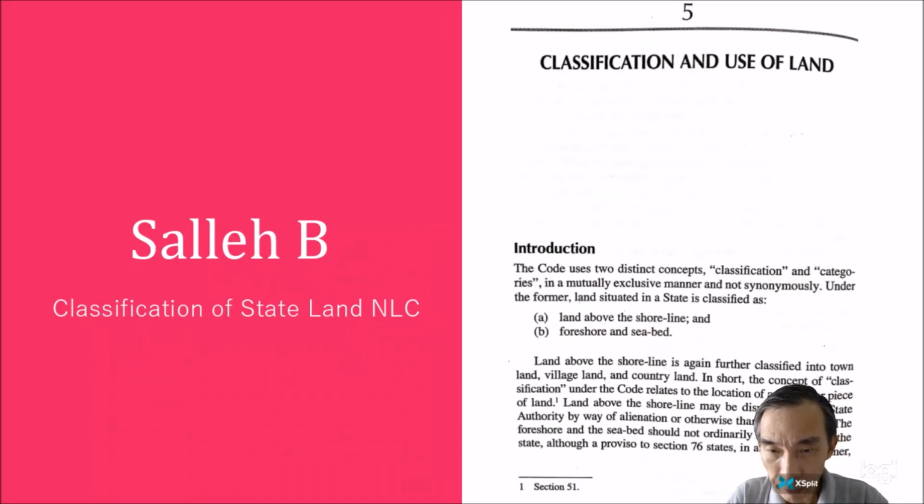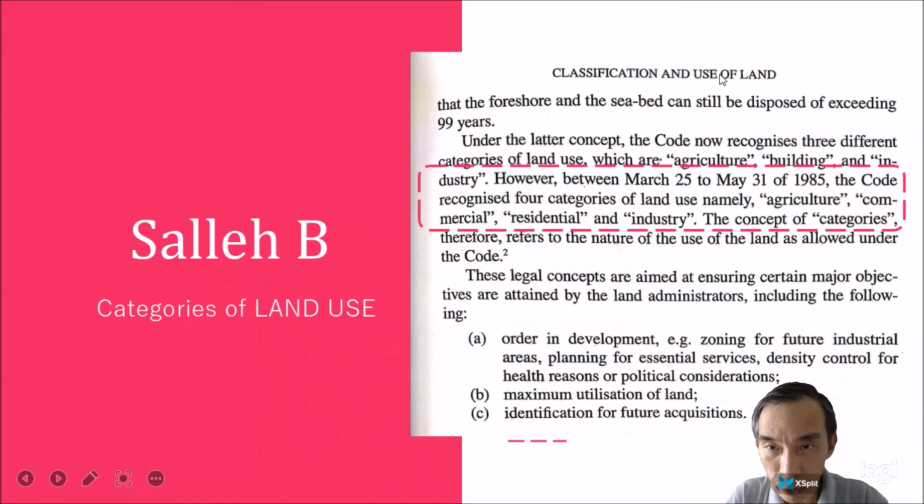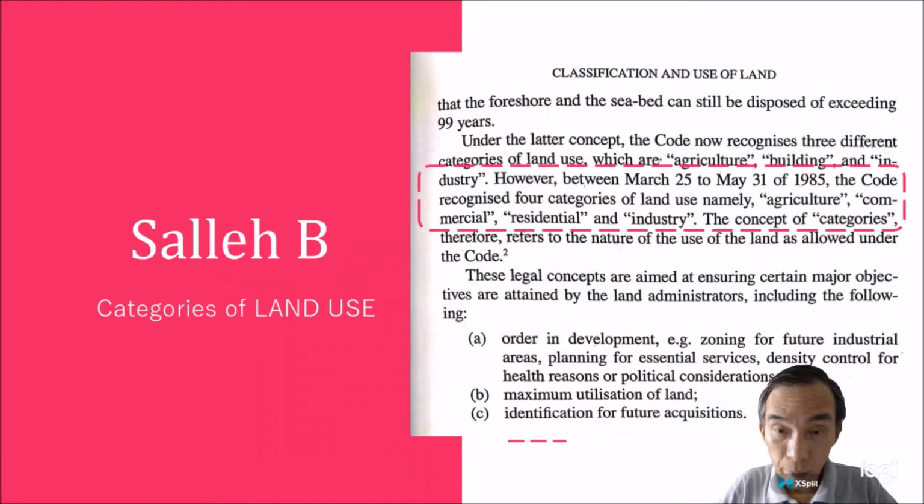This second part is the use, classification and use of land. Under here it says that there are three different categories of land use: agriculture, building and industry. However, in the building part, during 25 March to 31 May 1985, the court recognized four categories: agriculture, commercial, residential, with commercial and residential under building, and industry. And this is the part that I found mentioned in Saleh Buang's book.